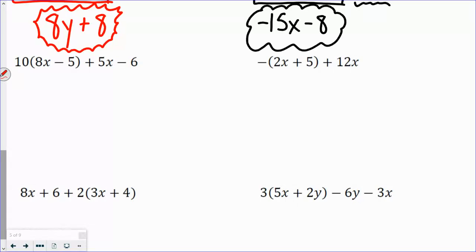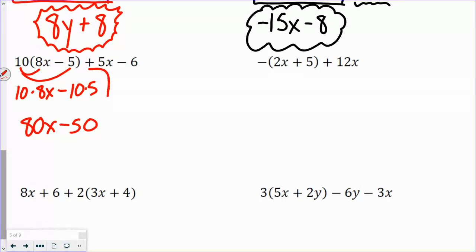Okay, so for this one, I'm going to take my 10 times 8x, my 10 times 5. You notice I always write this down just so I know I'm not making any silly errors. So I'm making sure I'm distributing that 10 to both terms inside the parentheses. Okay, so that's an 80x minus 50. And then remember, we have to bring this part down too. Plus 5x minus 6.